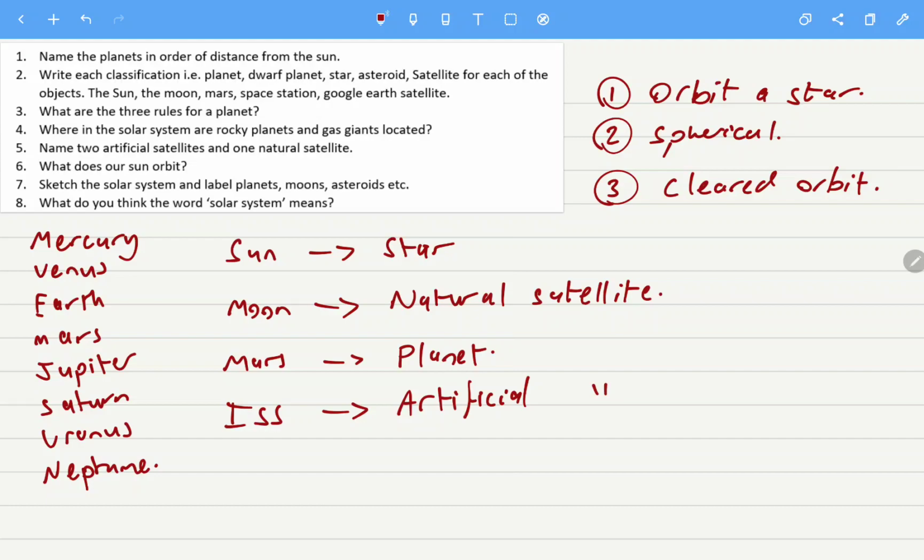So, solar system, straight from the definitions from Oxford Languages: the collection of 8 planets and their moons in orbit around the sun, together with smaller bodies in the form of asteroids, meteoroids and comets. The planets of the solar system are, in order of distance from the sun, Mercury, Venus, Earth, Mars, Jupiter, Saturn, Uranus and Neptune.